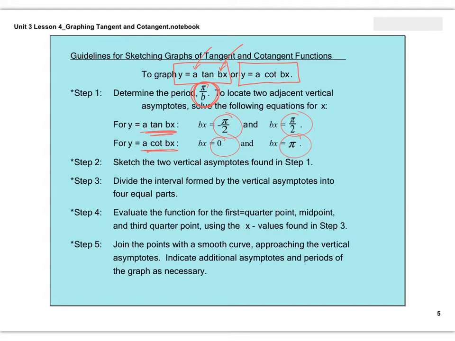Second, you're going to sketch in those vertical asymptotes. So next you would put in your dotted lines at the first two vertical asymptotes, and then however far apart those are, you would count over and put in all the rest of the vertical asymptotes. Now, you're going to divide that interval, or that period, into 4 parts. And a quarter of the way over, you're going to put your first point. Midway over, you're going to put your second point. And then 3/4 of the way, you're going to put your third point. And then finally, connect them with a smooth curve.